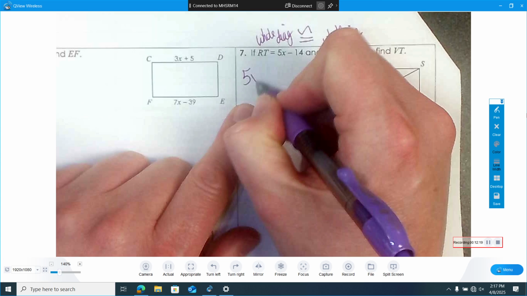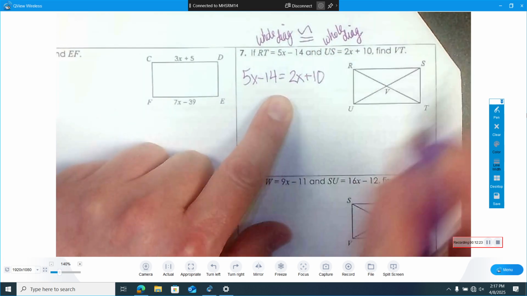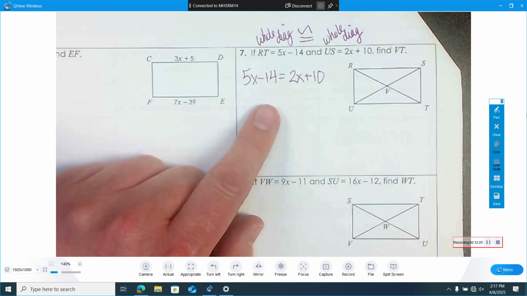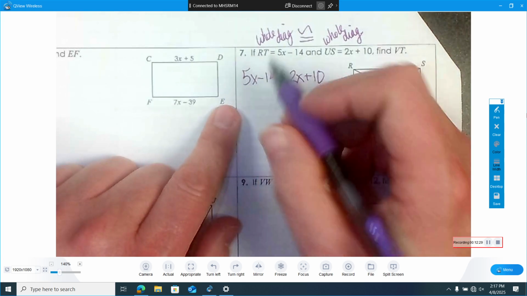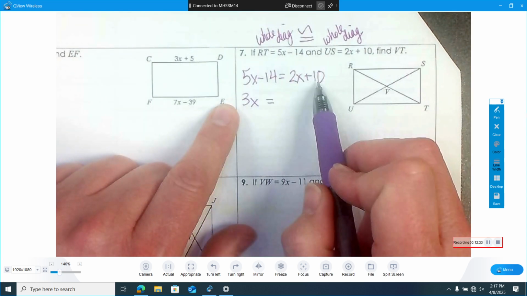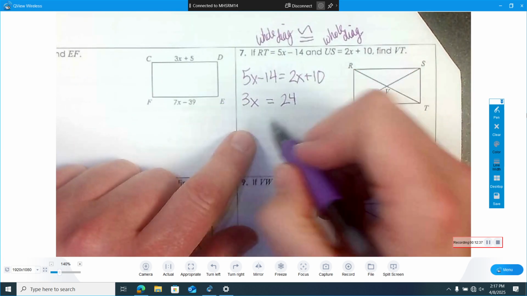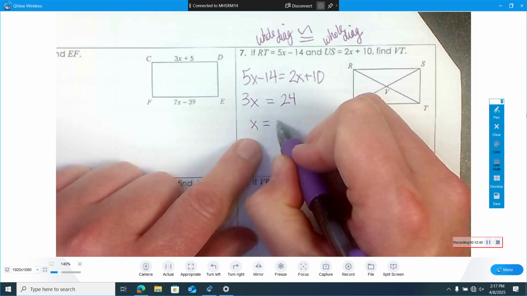So we can say 5x minus 14 equals 2x plus 10. And then what should we do? Clean it up. So we're going to move the 2x over. That's going to give me 3 x's. I'm going to add 14 to the right. So that's going to give me 14 plus 10 is 24, which means x equals 8.